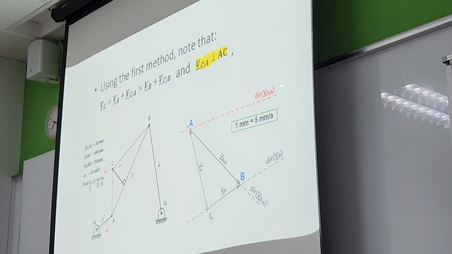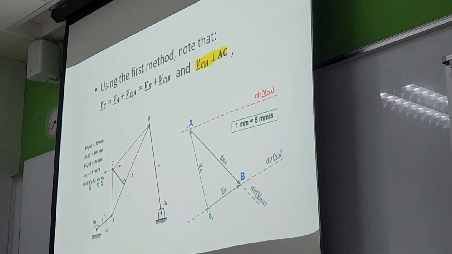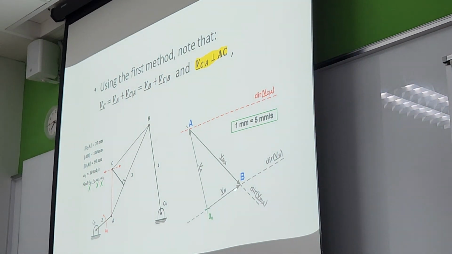So this dotted red line. So you are linking velocity C as velocity A plus velocity CA. Velocity CA, we only know the direction. Therefore we draw this dotted line. Now we can also link this to point B. Then you can write velocity C is equal to velocity B plus velocity CB. Now we need to know the direction of velocity CB.